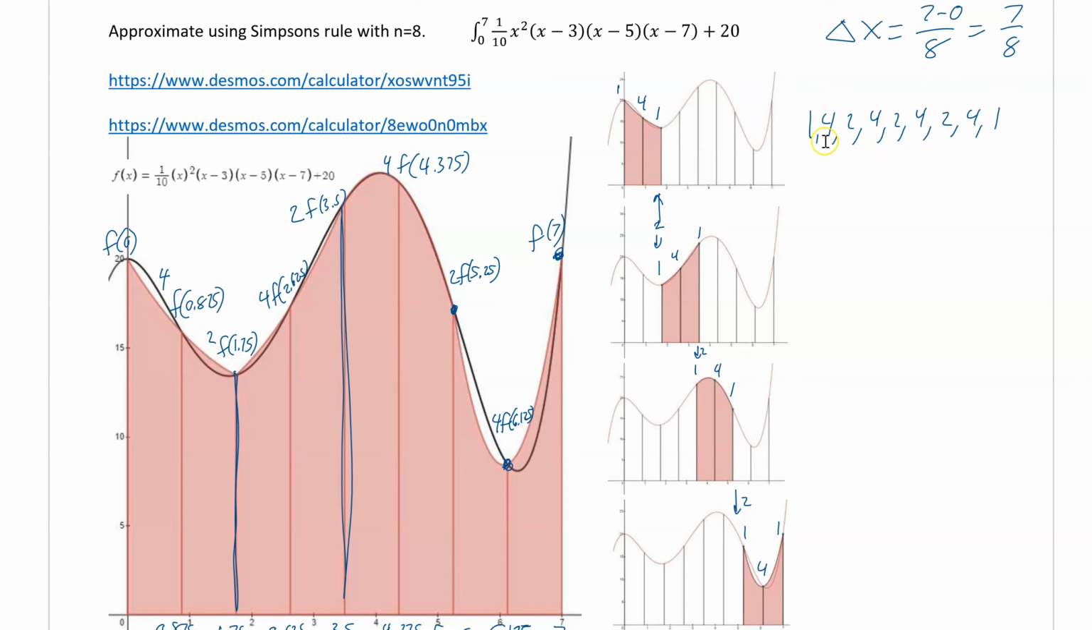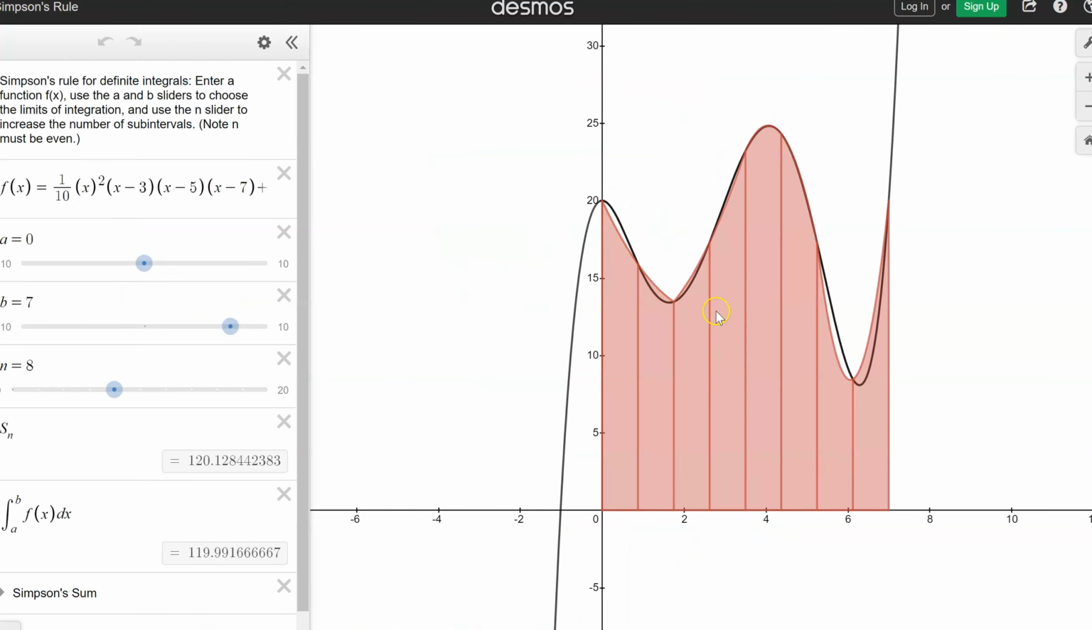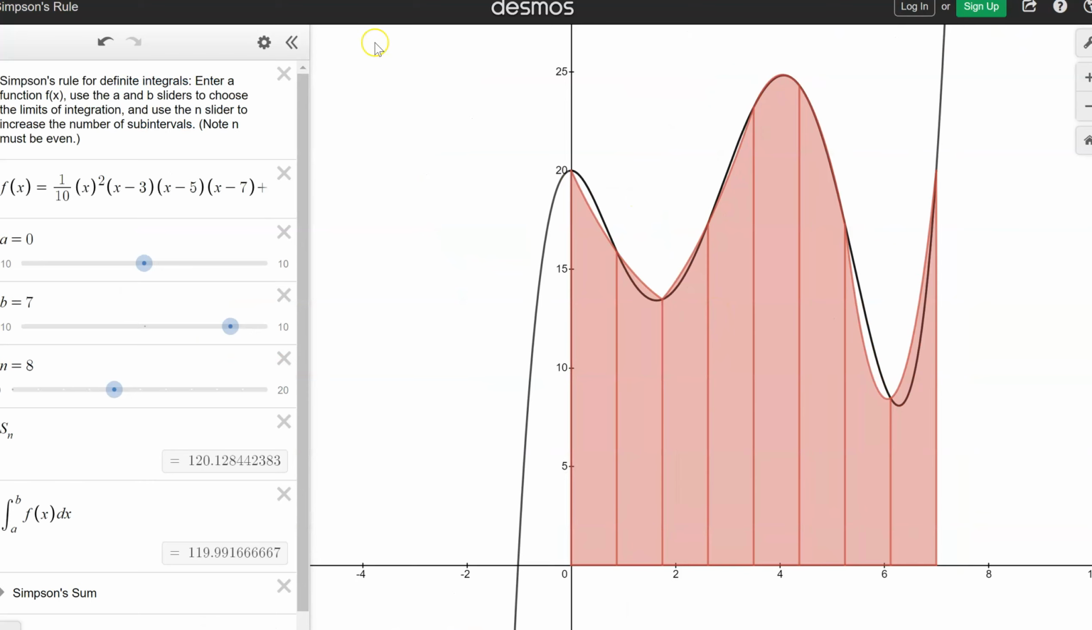So you can see it's that nice, clean pattern. It's 1, 4, 2, 4, 2, 4, 2, 4, 1. But because this is used twice, you have to have a 2 on it. So you're going to use that function f for this one and for that one. So it looks like this. Here's a nice clean graph. You can see it and zoom in. Those are the links that are on there.